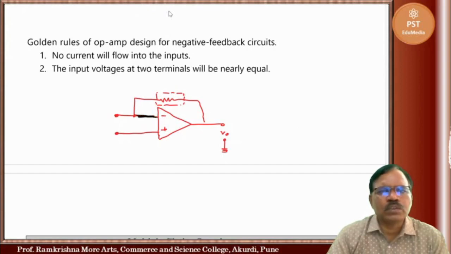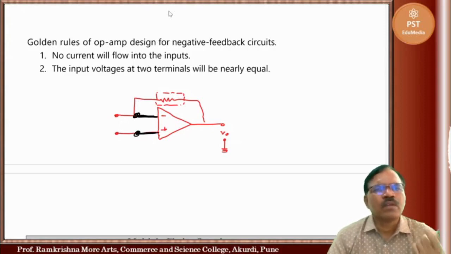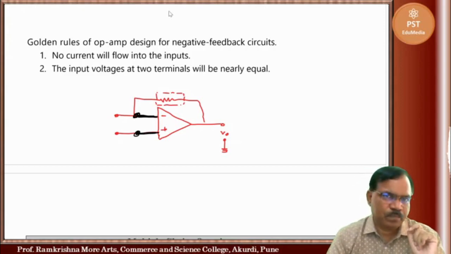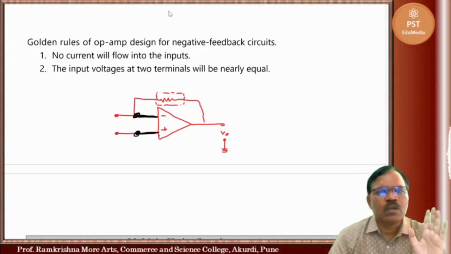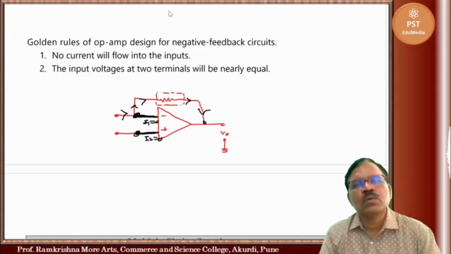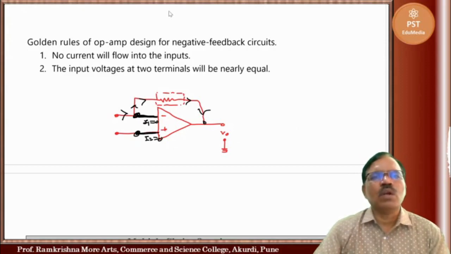No current flows through input terminals, and whatever voltage at inverting terminal will be nearly equal to voltage at non-inverting terminal. These are two golden rules. So whatever current comes from input, it goes through feedback circuit to output. Here current I1 will be equal to 0, I2 will be equal to 0. So no current will flow through inputs into the operational amplifier. So these are the golden rules.